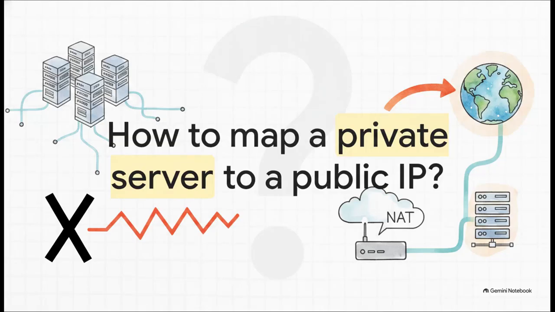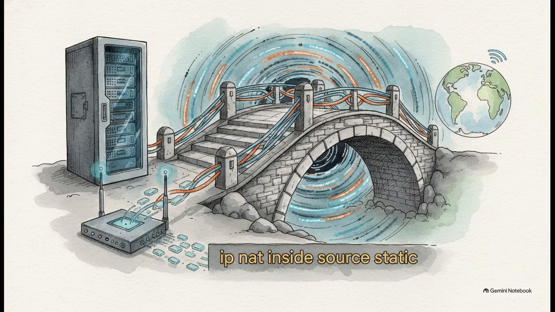Let me pause here and pose a really common, everyday engineering problem to you. If your servers all have private IP addresses that the outside internet literally cannot see, how do we make an internal web server reachable to the public? Well, the solution, as highlighted in those Chapter 9 walkthroughs, is network address translation. Specifically, this command right here, static NAT.